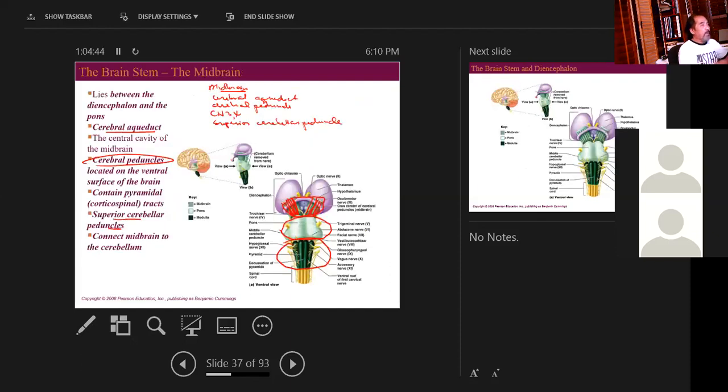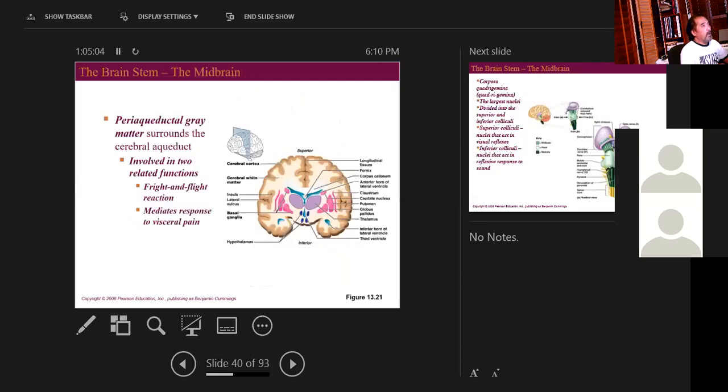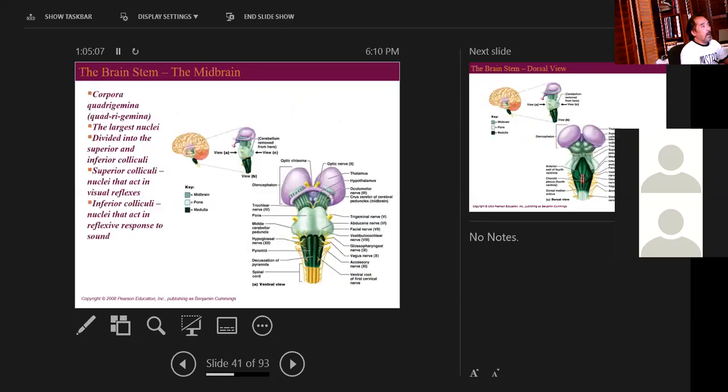All right, so let's finish out with the midbrain. Identify the cerebral aqueduct. Identify the cerebral peduncle. And then identify the superior cerebellar peduncle. We have a couple more things here that you need to identify. Identify the corpora quadrigemini. Corpora, body; quadri, four; gemini, twins. That's located at the back.